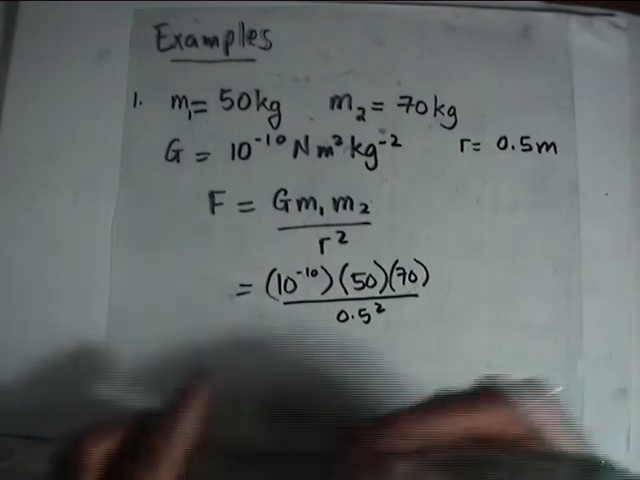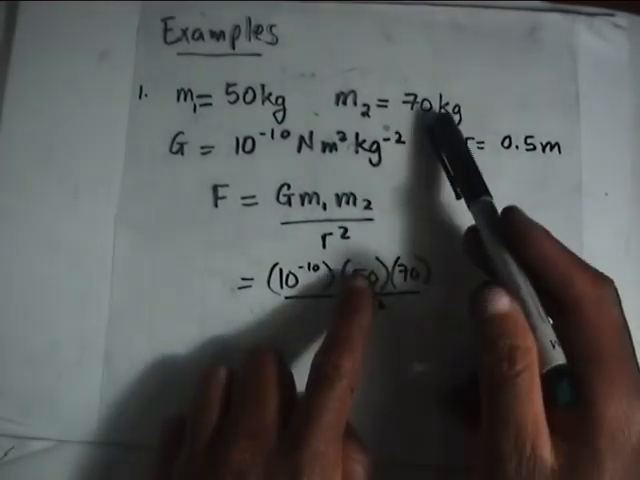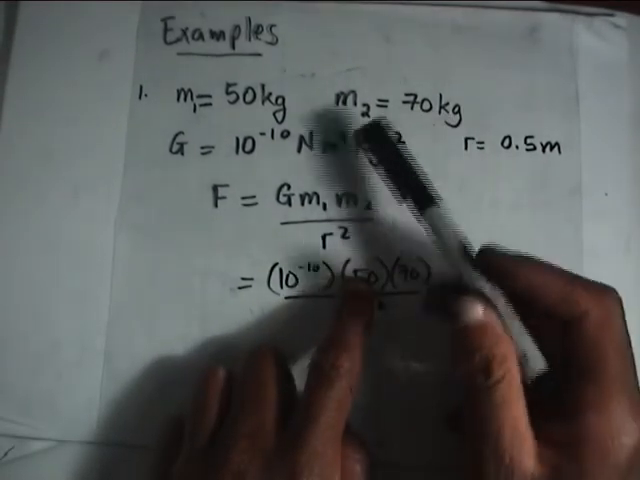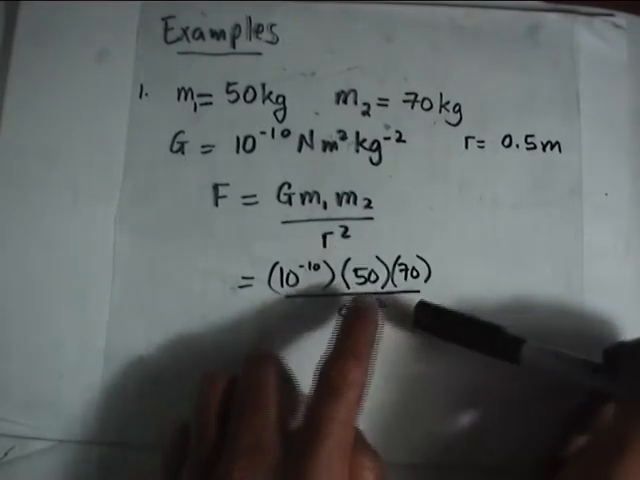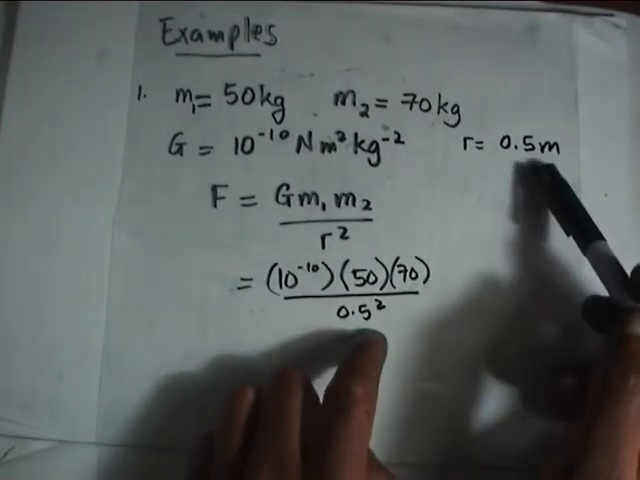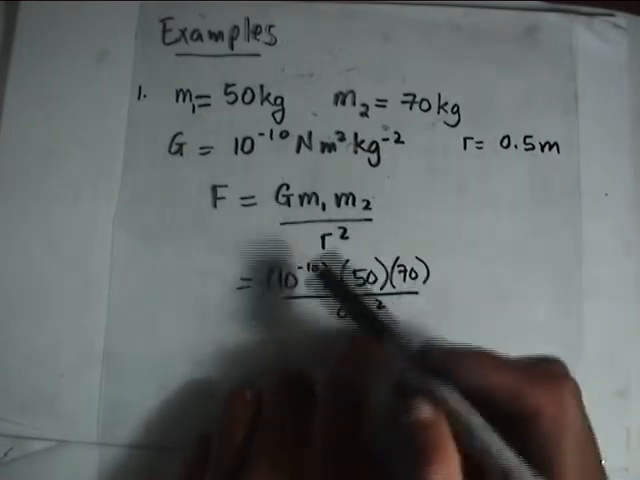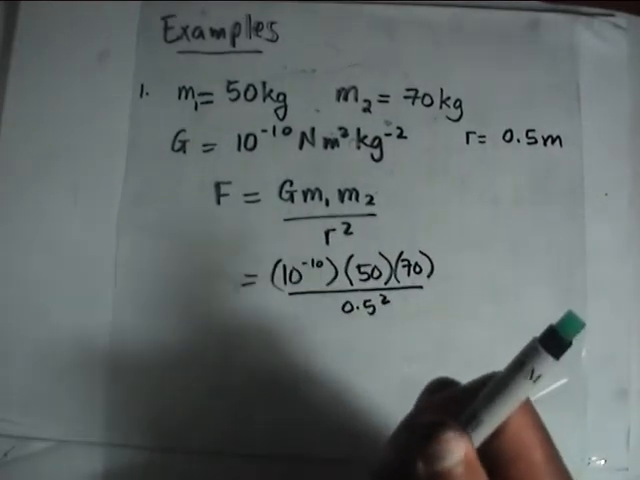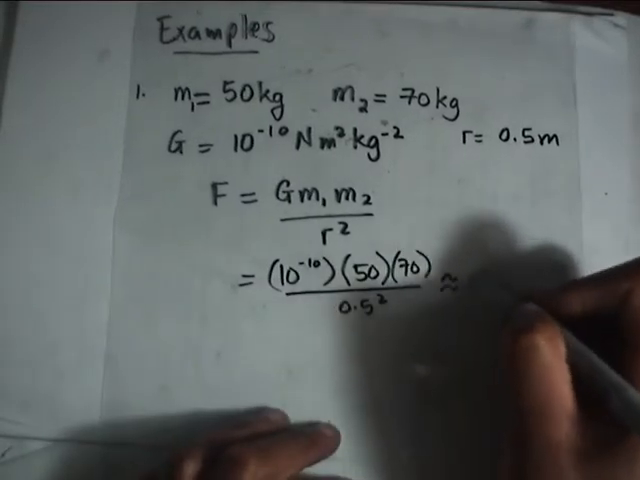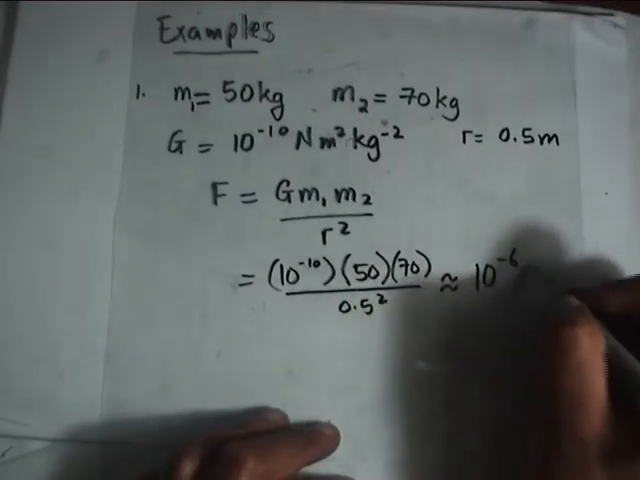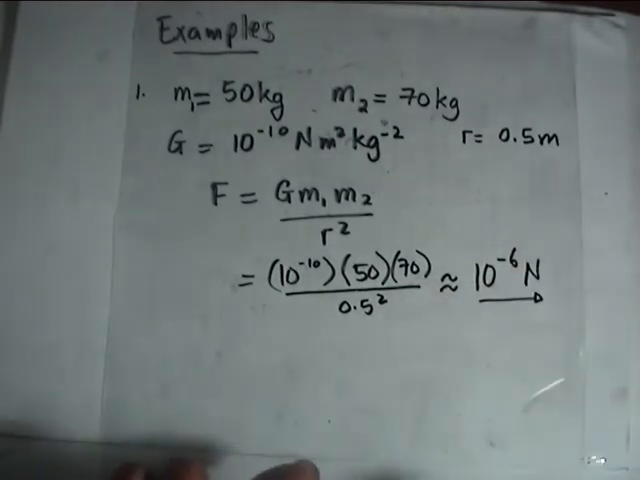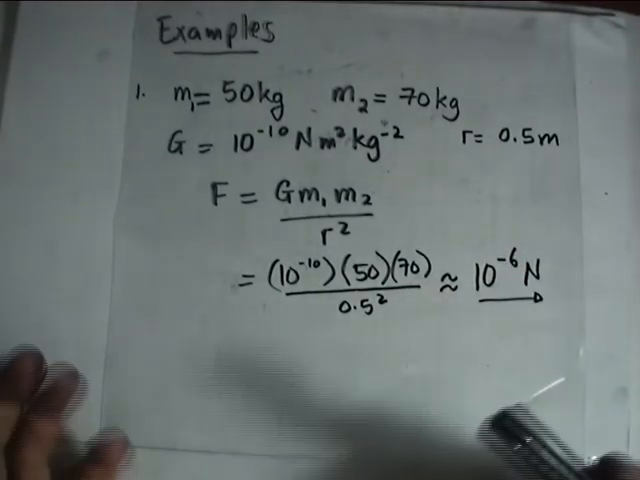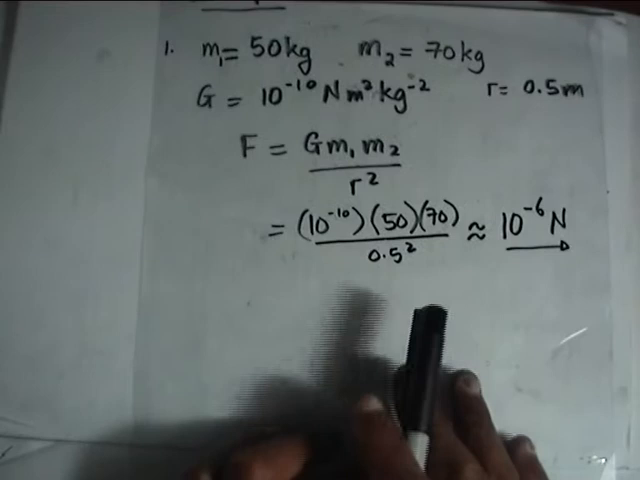Notice one thing. These masses are in kgs, which is the SI unit of mass. So this is 50 kgs and 70 kgs, and this R is in meters because that is the SI unit. So these have to be in SI units. With this, punch into your calculator, you get the force to be approximately 10 to the power minus 6 newtons. That is the force of attraction between these two. Easy, because it's just a matter of substituting.